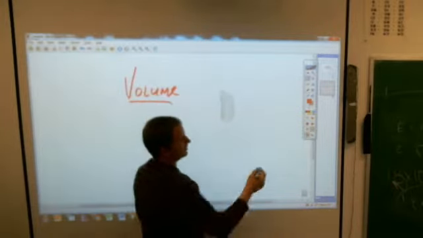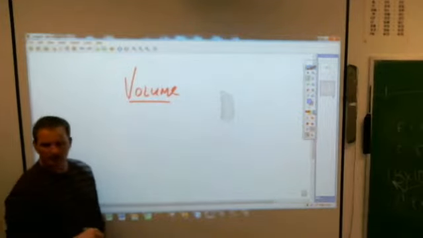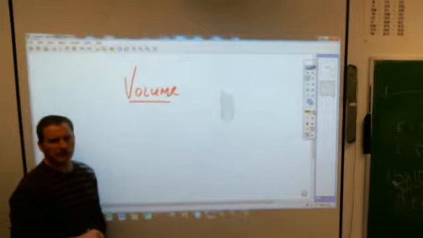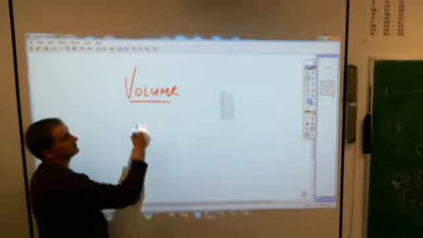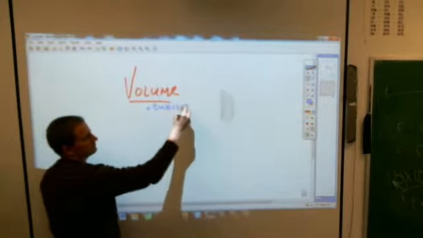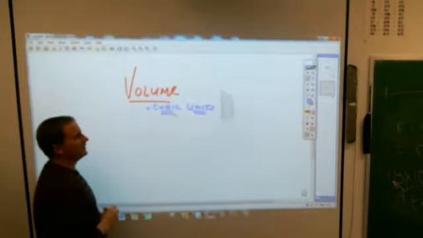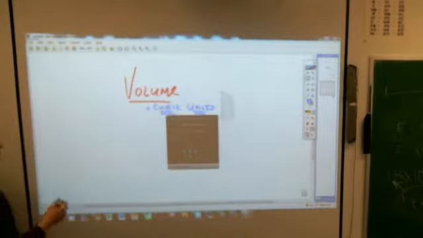We've talked volume before. What is volume, by the way? We've done volume, have we not? What does volume tell you? The volume is measured in, Zachary? It is measured in cubic units, which means how many cubes something has.